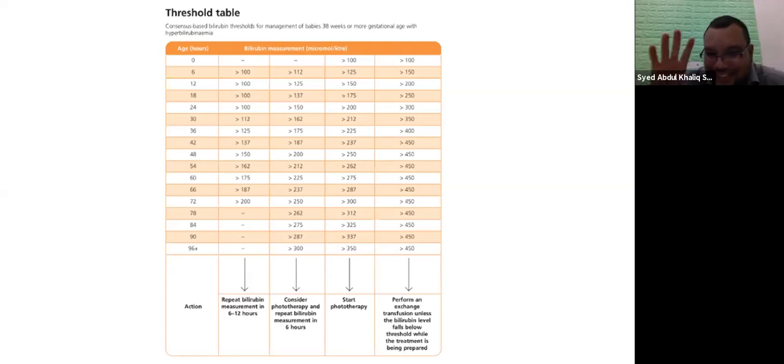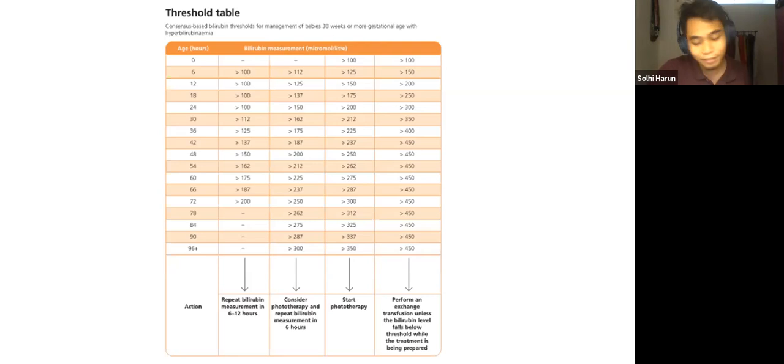There's a set number. If you look at the Academy of Medicine Malaysia, we have a guideline for management of neonatal jaundice as well. That was, I think, produced in 2015. So that one also has its own values, which are almost similar to the latest fourth edition pediatric protocol. Okay. So use the one in the pediatric protocol lah.